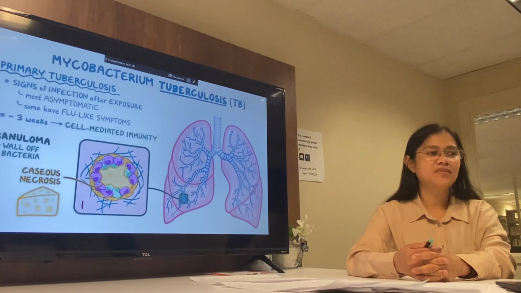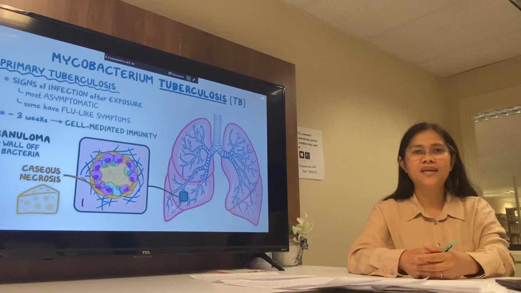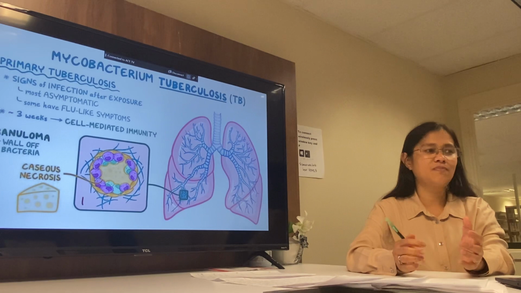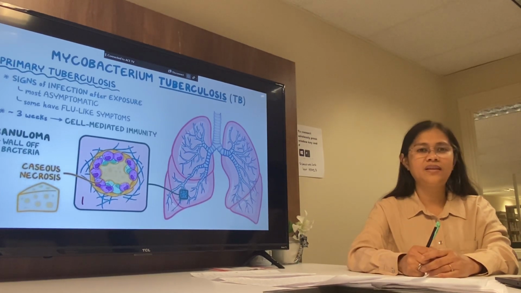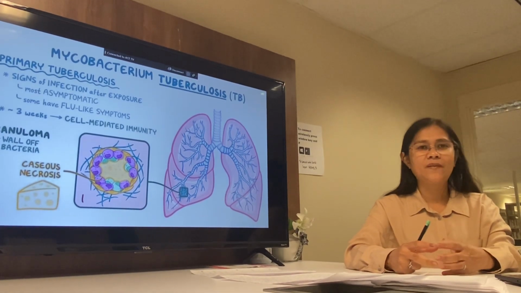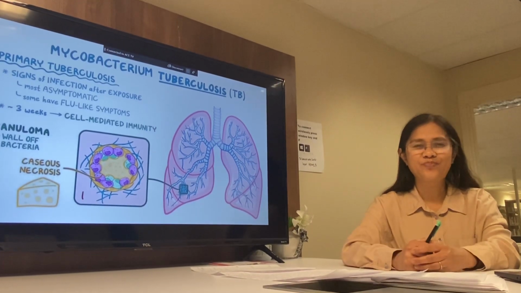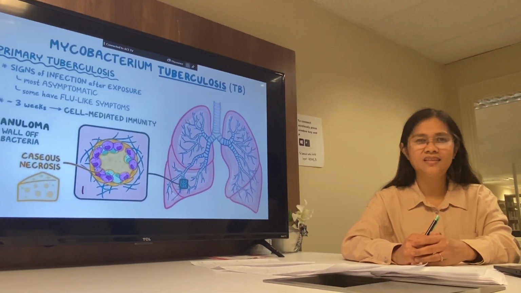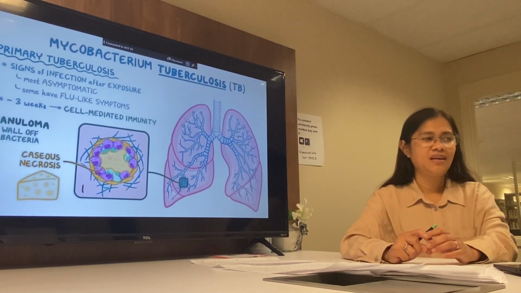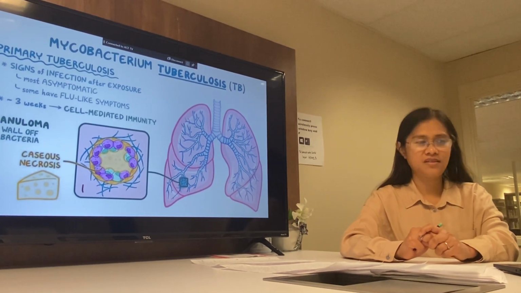Some have flu-like symptoms, and within 3 weeks of this infection, cell-mediated immunity tries to fight off the disease by using the granuloma, which walls off or covers the bacteria. But this bacteria is so strong that instead of dying, it cavitates the alveoli and causes caseous necrosis.